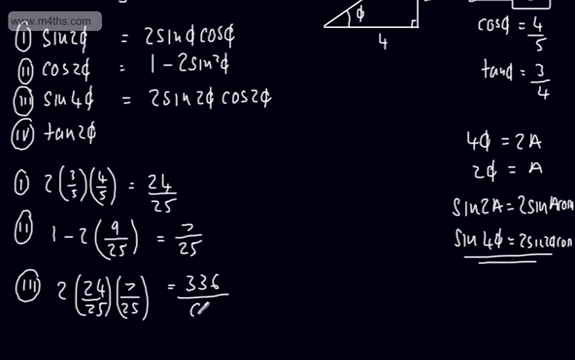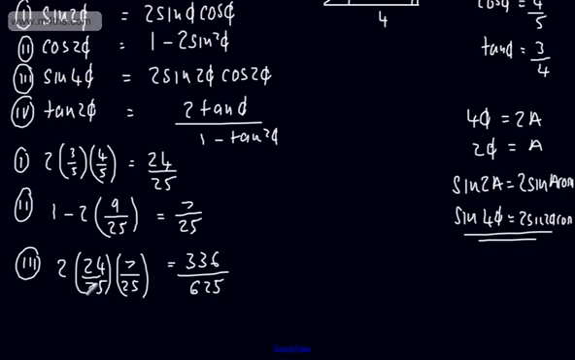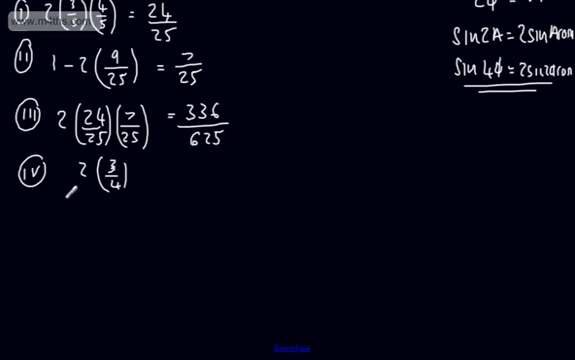336 over 625. Okay, what about tan 2 theta? Well, we know now we can write this as 2 tan theta over 1 minus tan squared theta. We know that tan theta is 3/4, so we can simply sub this in. So let's go ahead and do that. We've got 2 lots now of 3 over 4. So 2 lots of 3/4, and then we're going to divide that by now 1 minus 3/4 squared, which is going to be 9 over 16.